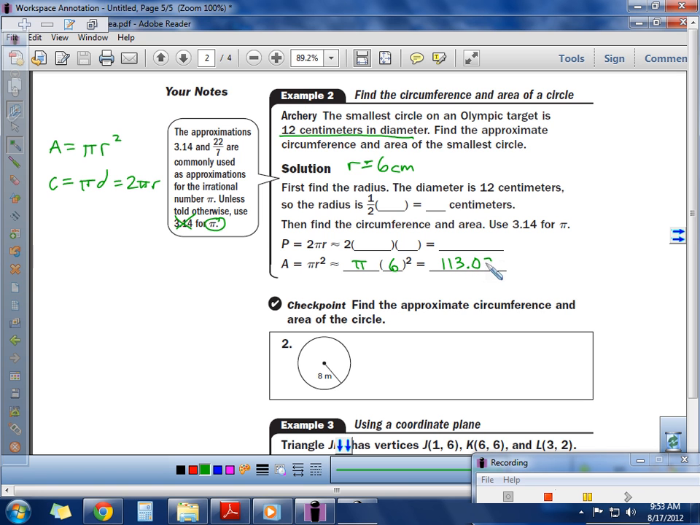113.09 is what I heard. Somebody double check. Don't forget your units squared. Is that correct? Are we all in agreement? Great.